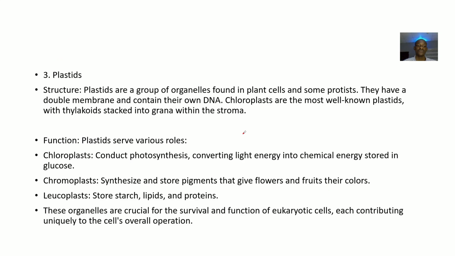Then moving to the last one now, which is plastids. What is the structure of plastids? They're organelles found in plant cells and some protists. They have a double membrane and contain their own DNA. Chloroplasts are the most well-known plastids, with thylakoids stacked into grana within the stroma. What are the functions of plastids? You have various plastids, each with its own functions.